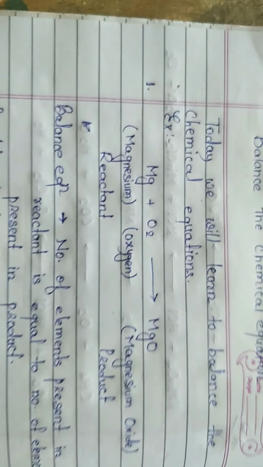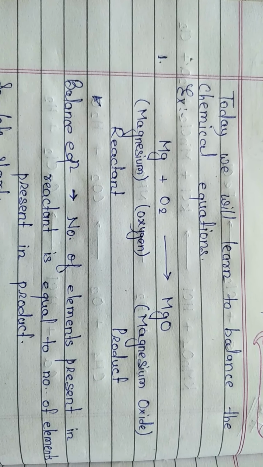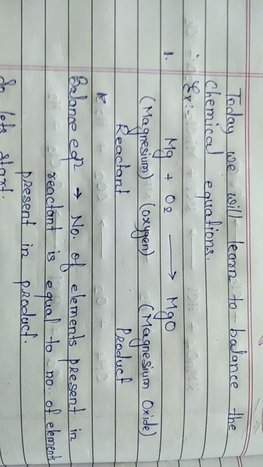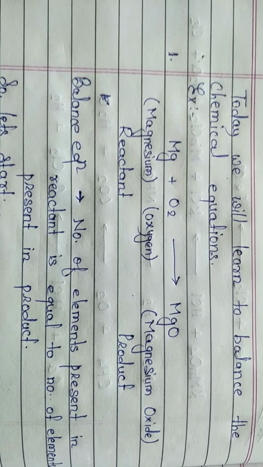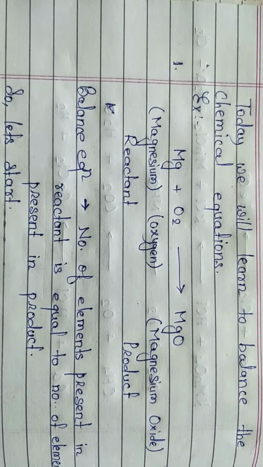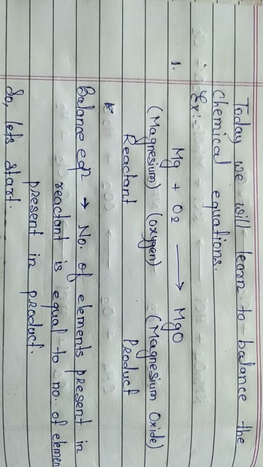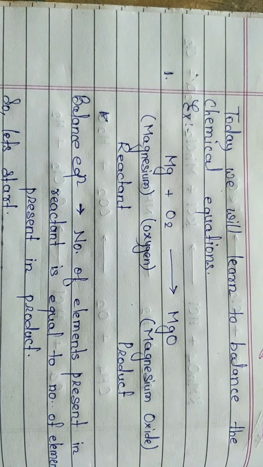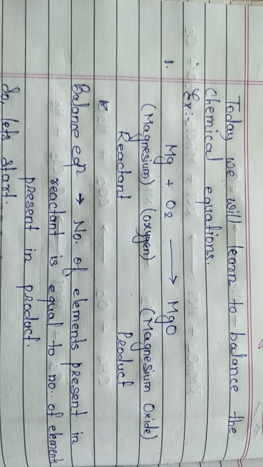Before proceeding ahead, let us take an example. Mg plus O2 gives MgO. Mg means magnesium, O2 is oxygen, and MgO is magnesium oxide. Before balancing, we have to remember two terms. First, the element. Second, the substances on the left side are known as reactants, and those on the right side are known as products. So the number of elements in the reactant should be equal to the number of elements in the product. If both are equal, it is known as a balanced equation.